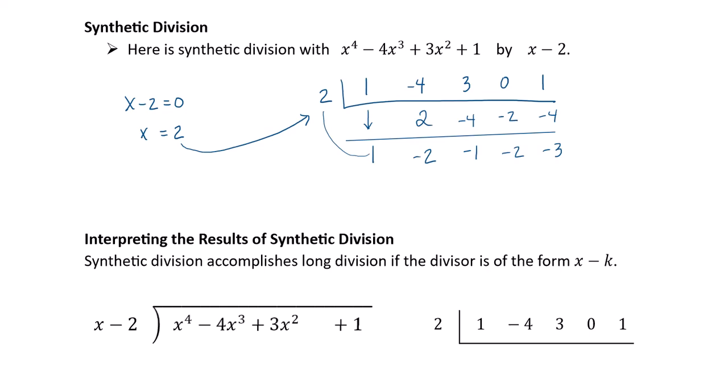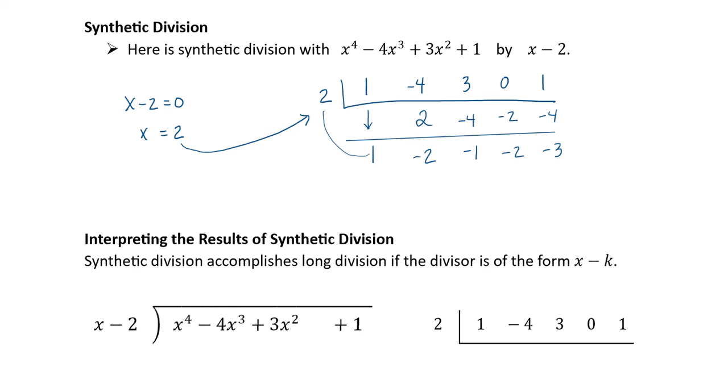Interpreting the results of synthetic division. Now, synthetic division accomplishes long division if the divisor is of the form x minus k, just a plain x minus k. No squares on the x, no cubes on the x, no coefficient on the x. A plain x minus k. This one is of that form, so we were able to carry out synthetic division.